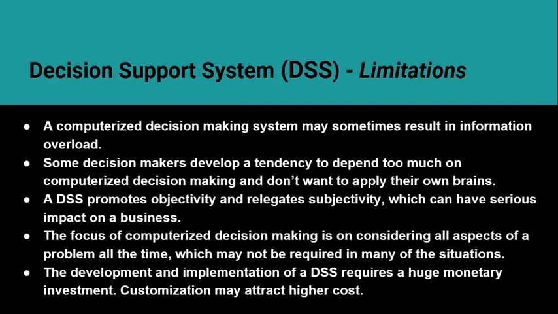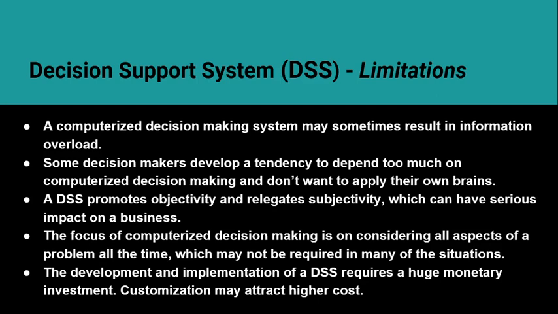Now, since the system provides certain benefits, it will also suffer from certain limitations. What are those? This computerized decision making system may sometimes result in information overload. This is a major problem for the system. In order to overcome this problem, only the required data for a particular decision has to be provided to the system. Otherwise, it will come up with the error of information overload.